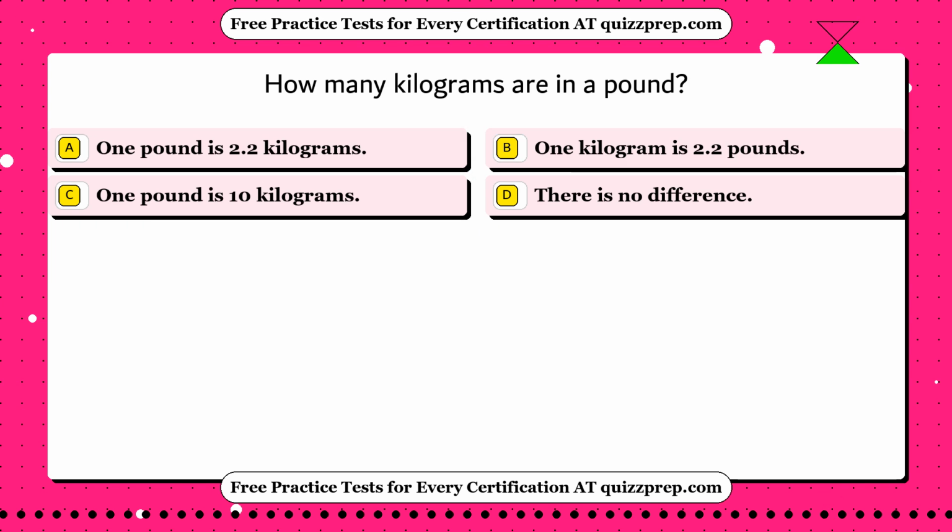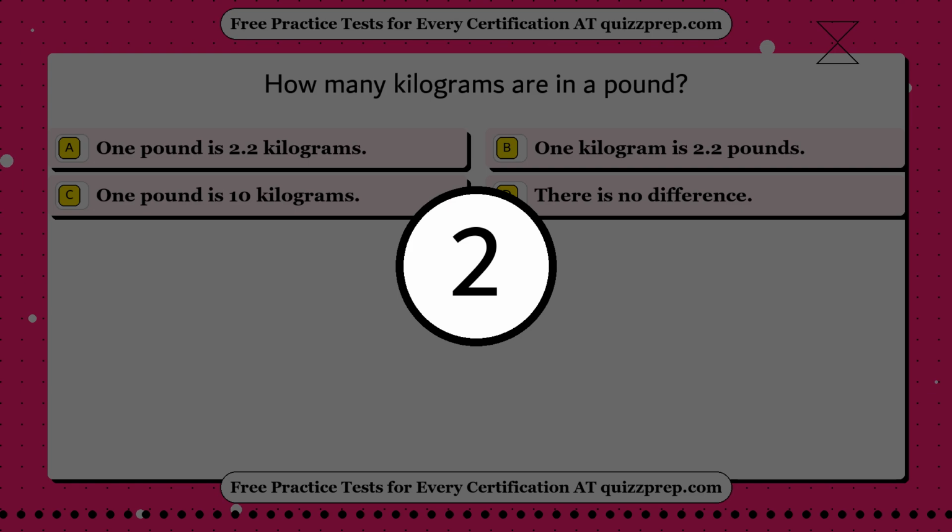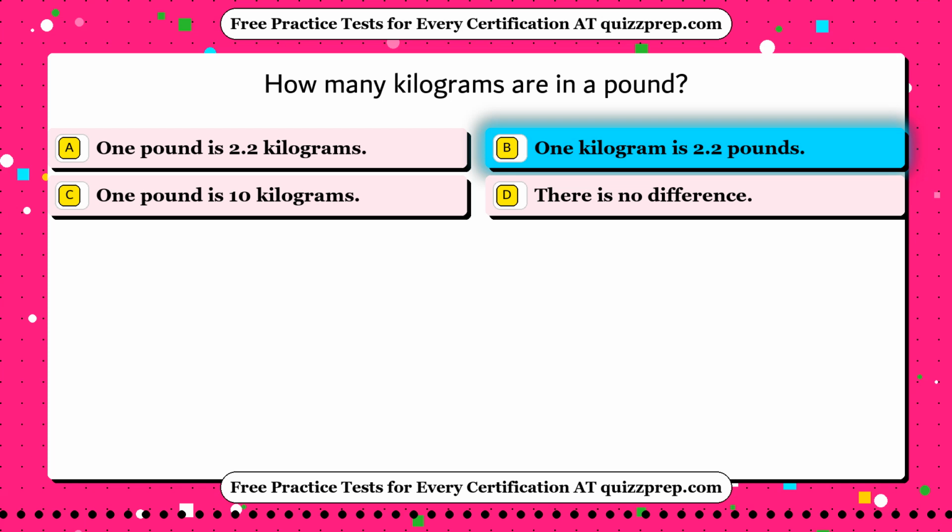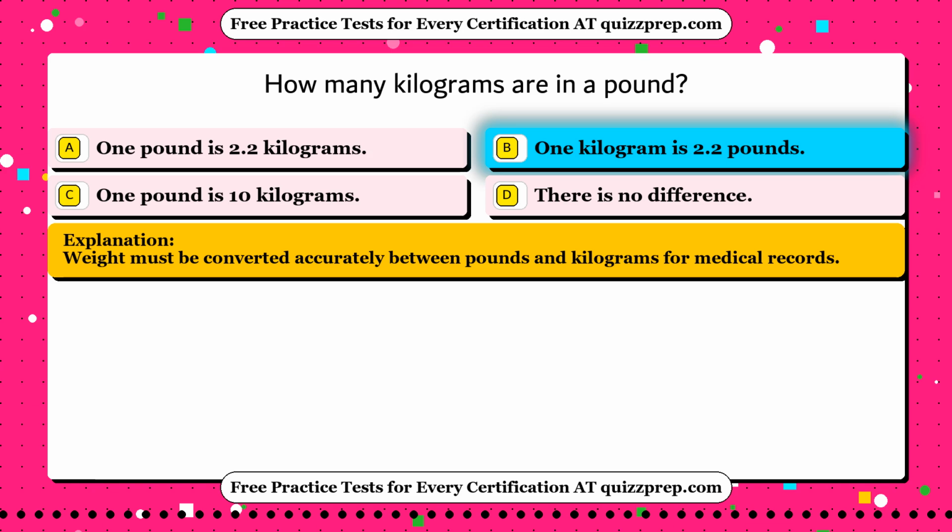Question 112. How many kilograms are in a pound? Option A, 1 pound is 2.2 kilograms. Option B, 1 kilogram is 2.2 pounds. Option C, 1 pound is 10 kilograms. Option D, there is no difference. The correct answer is option B, 1 kilogram is 2.2 pounds. Weight must be converted accurately between pounds and kilograms for medical records.